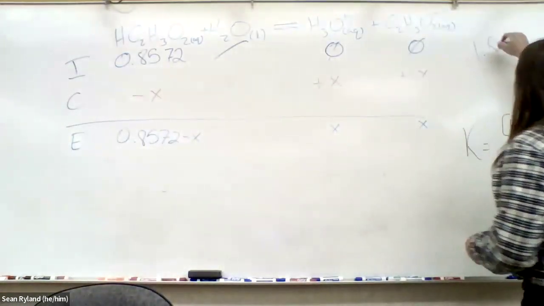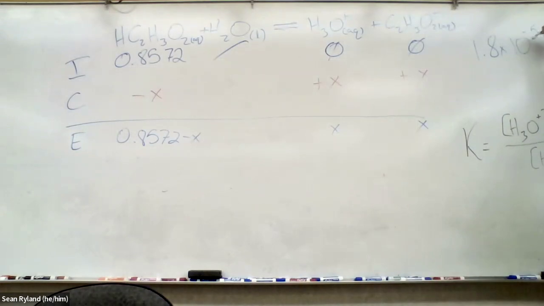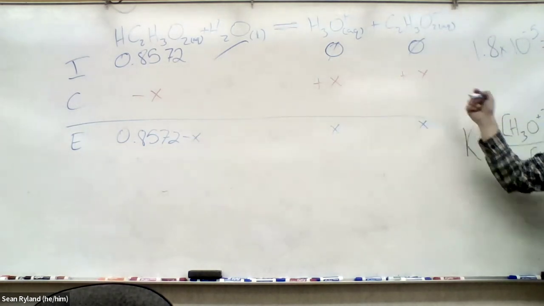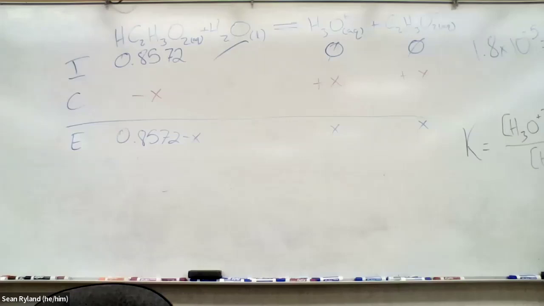We'll go up here. 1.8 times 10 to the minus 5 equals X times X over 0.8572 minus X. We need to square anything? Yeah. Everything's got a coefficient of 1 here, right? So we don't have anything weird going on with the coefficients. So we can just solve for X now. So we do get an X squared once we simplify that.